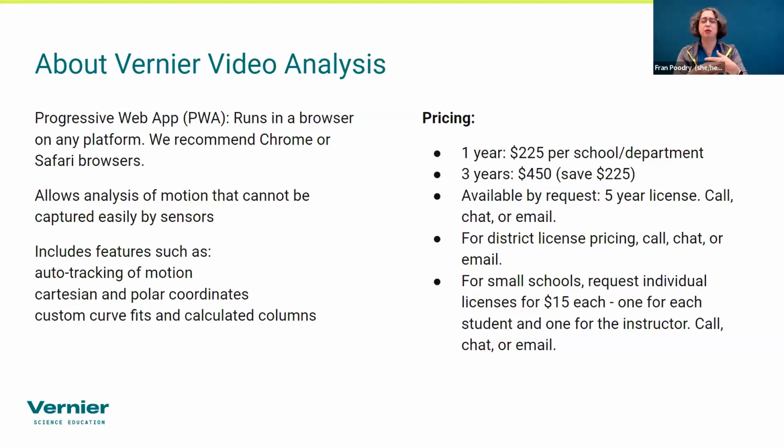And I know that some of you are at very small schools where you might have only 5 kids in your physics class. In that case, it's more economical for you to just get the individual licenses. You would need 1 for each student and 1 for the instructor, and those would be $15 each. Again, not available through our website. You do have to call us or email us, but that is available for you.